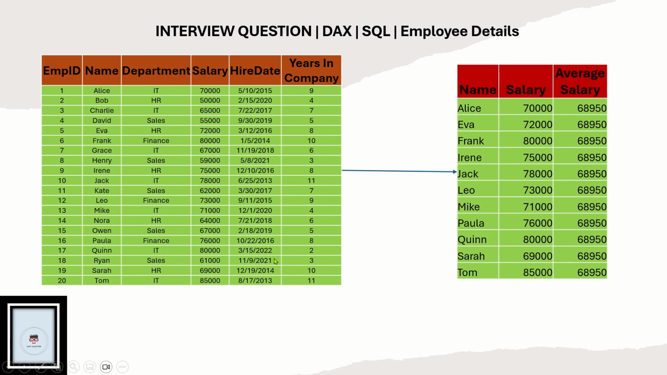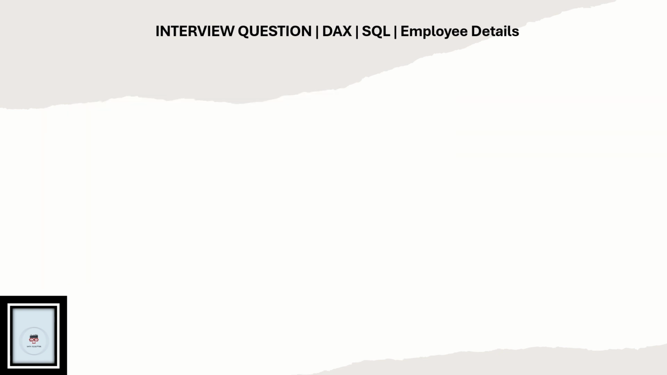So here if you see the names, around 10 to 11 employees are there, and each one of their salaries is greater than the average salary. So average salary is nothing but the average of all these 20 employees' salary. So now let's go back to Power BI and see how to solve this using DAX first. First we'll be solving it using DAX and then using SQL. So before going to Power BI, let's understand a few topics.